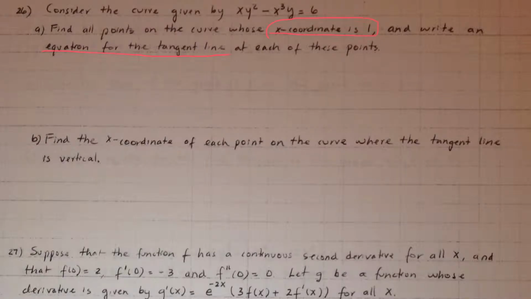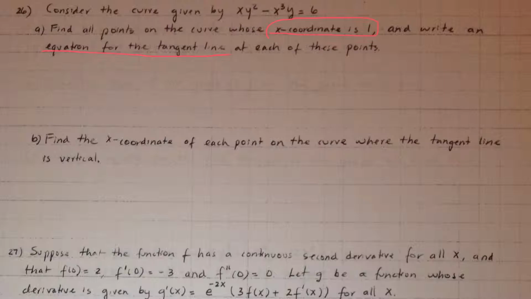Hey, let's try one other question. This is number 26 on the AP packet. I'll try to get A and B answered in this video. So we have a curve xy squared minus x cubed y equal to 6. Part A, find all points on the curve whose x coordinate is 1 and write an equation for the tangent line at each of these points.